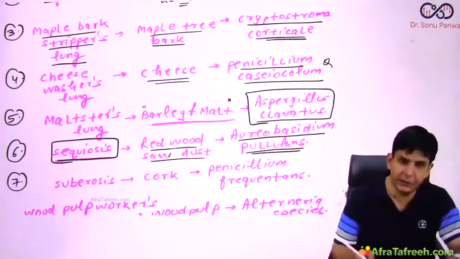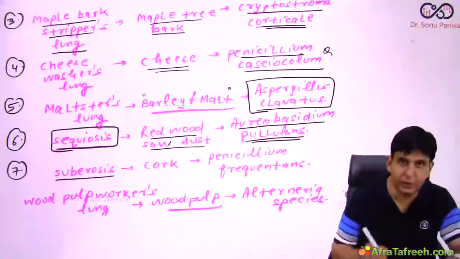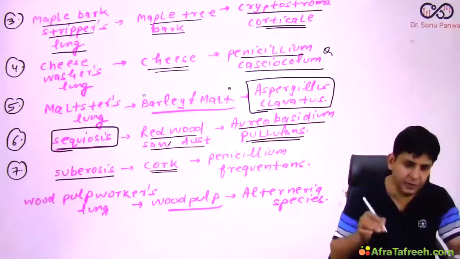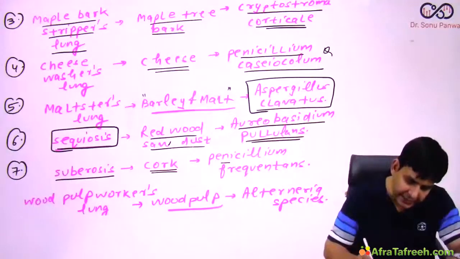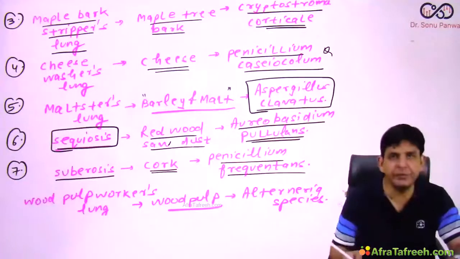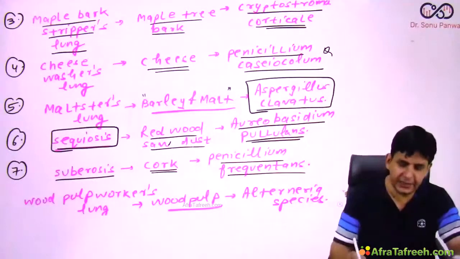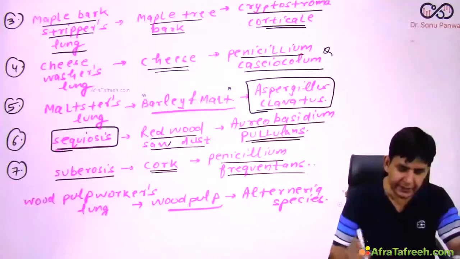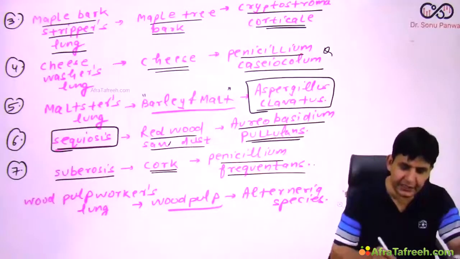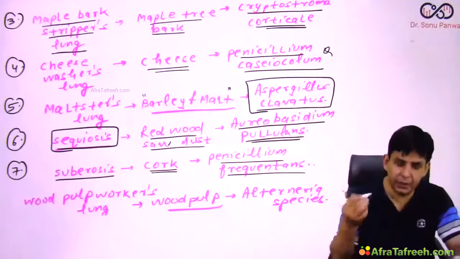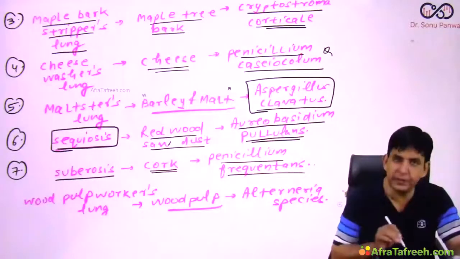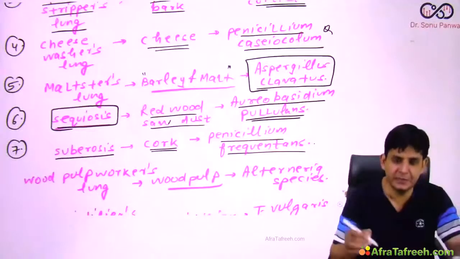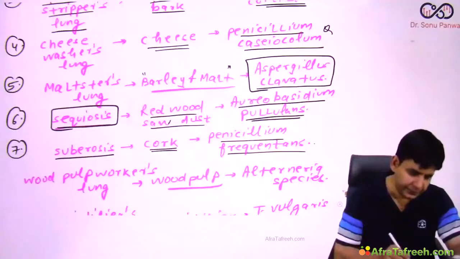Then the seventh one, that is Suberosis. Suberosis associates with cork. That cork is a source, and the organism is Penicillium frequentans. Suberosis, Penicillium frequentans. Psychiosis, in sequence, Aureobasidium pullulans.